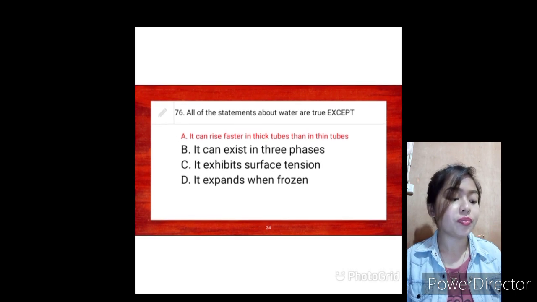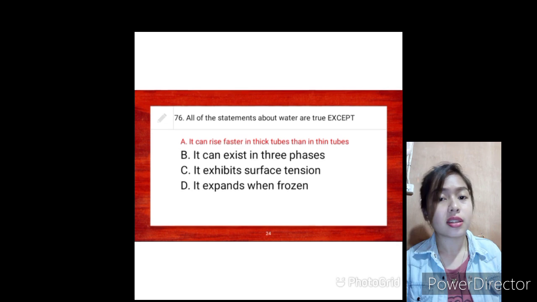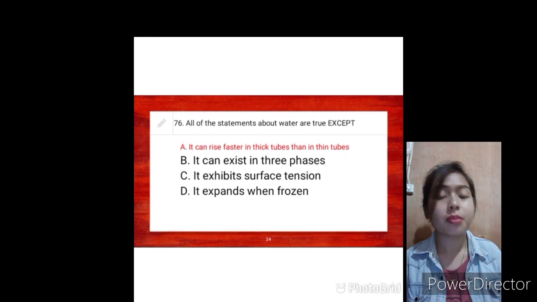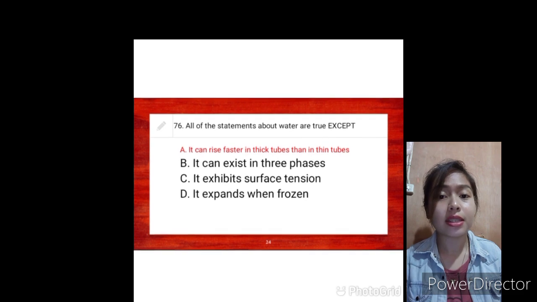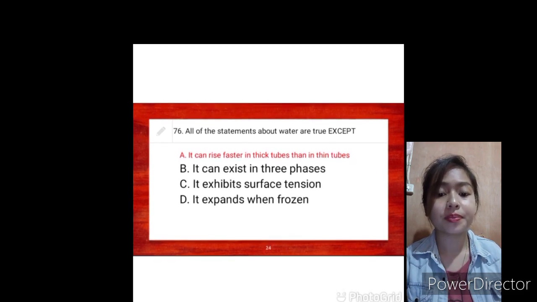And letter D, which is it expands when frozen. Yes, it is also a true statement about water because when it freezes, it expands by 9%.